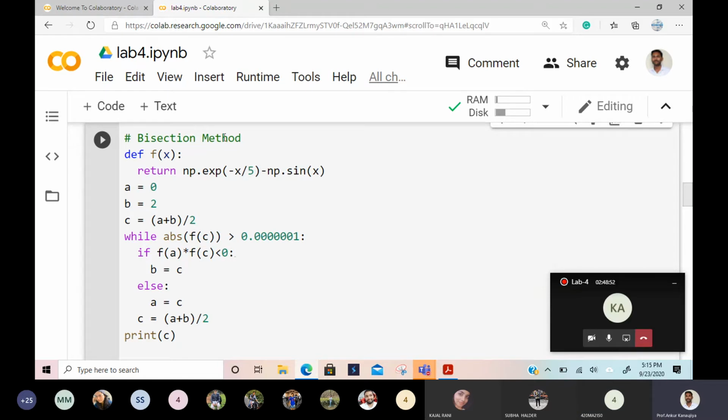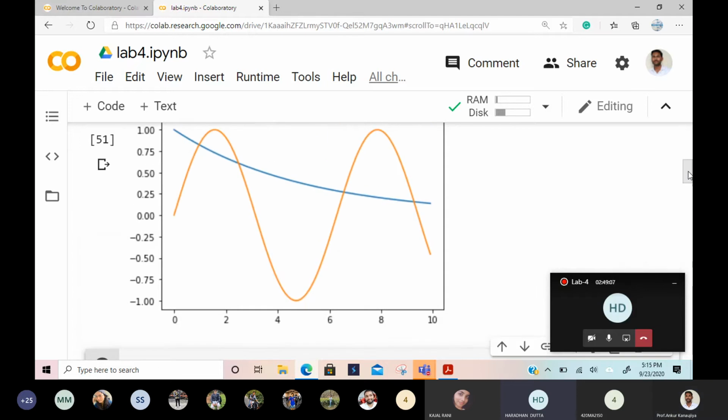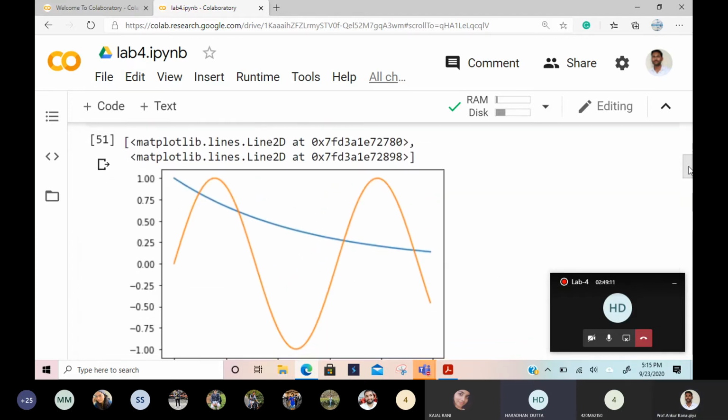So this is the bisection method. Tell me. Suppose between A and C there are two roots, and both are above the axis, on the positive side, and from C to B there is no root. So are we able to find the roots in this method?